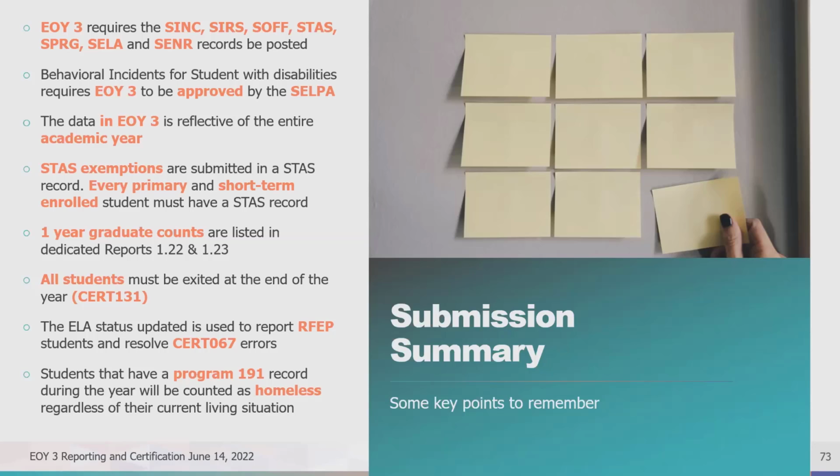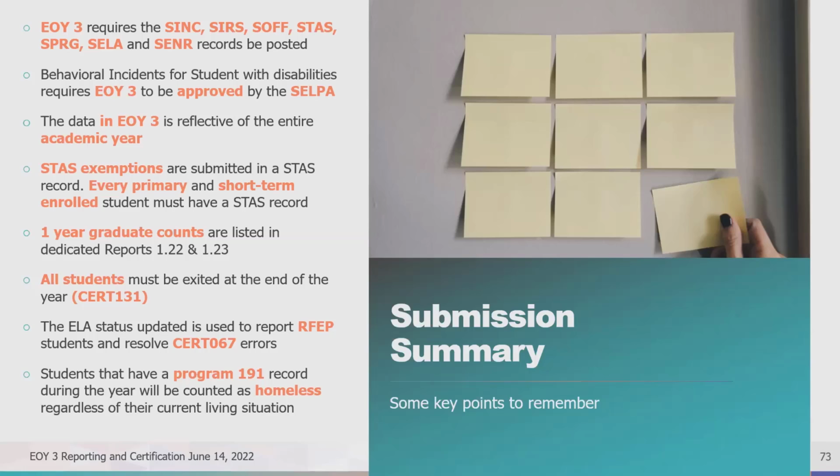Behavioral incidents for students with disabilities require EOY 3 to be approved by your SELPA in addition to your LEA. And again, there's no initial deadline. So that doesn't come into play until August or whenever you're ready to certify. The date of the end of year is reflective of the entire academic year. Again, no census date. STAS exemptions are submitted in the STAS record. I want to emphasize that exemptions does not mean do not submit the record, but indicate they're exempt from attendance reporting within the record.